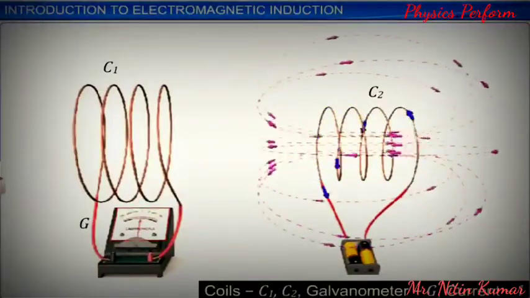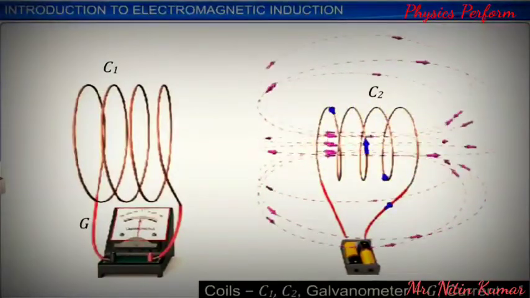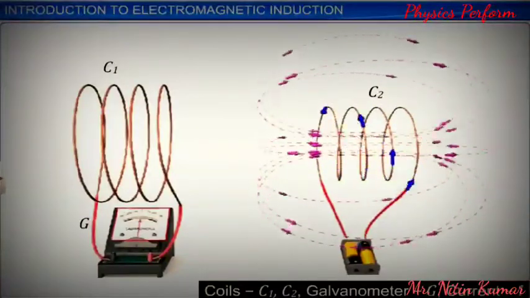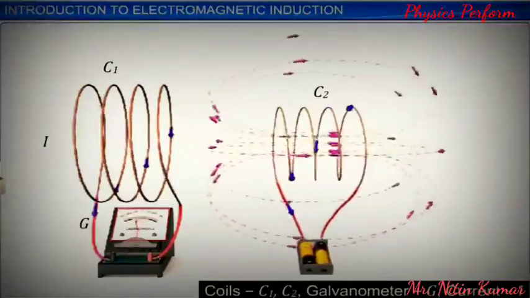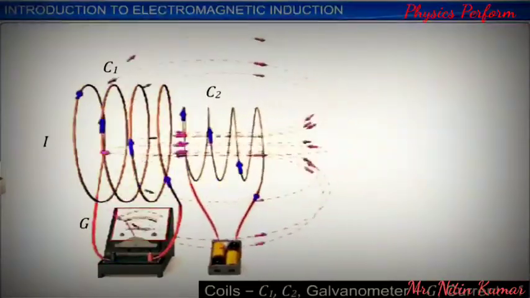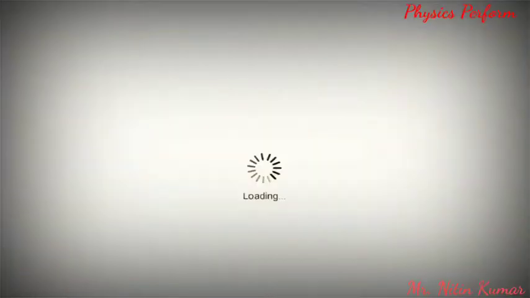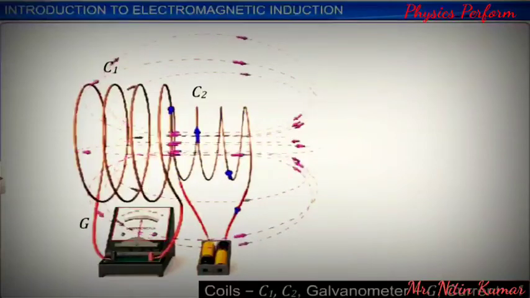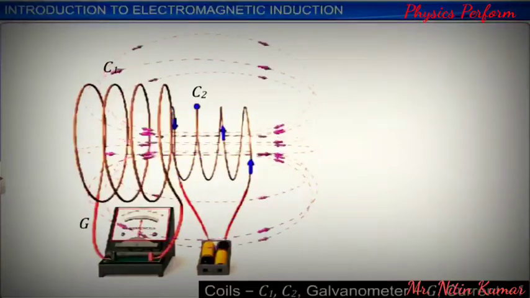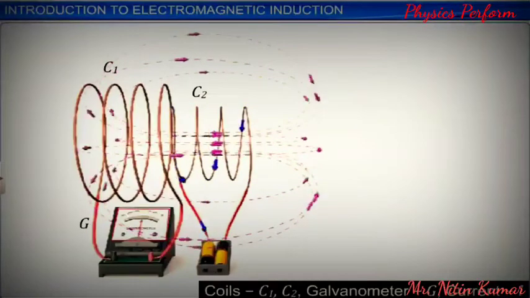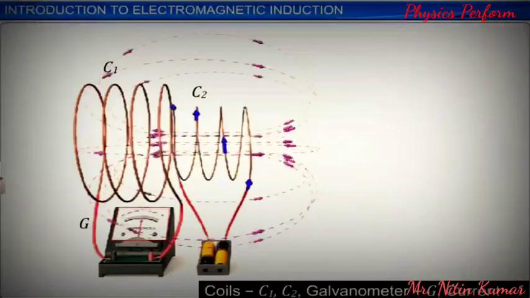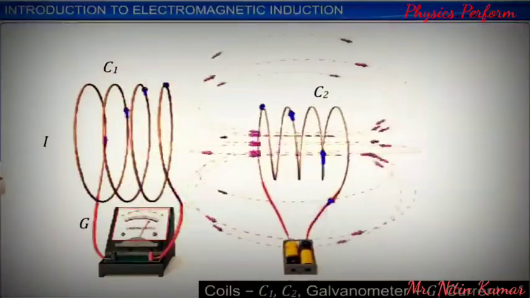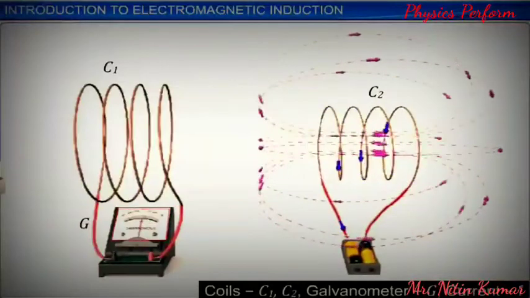If we keep coil 1 stationary and move coil 2 towards coil 1, a current is induced in coil 1 and a deflection is observed in the galvanometer needle to the left of 0. Now, if we keep coil 1 stationary and move coil 2 away from coil 1, a current is induced in coil 1 and a deflection is observed in the galvanometer needle to the right of 0.